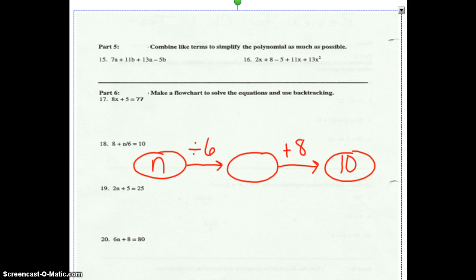So we've made a flowchart. Now we need to backtrack to solve it. We need to figure out what n equals. Remember, when we go backwards, we do the opposite. So instead of plus 8, we are going to subtract 8. 10 minus 8 is 2. Keep going backwards. Instead of dividing by 6, multiply by 6. So that means n equals 12.